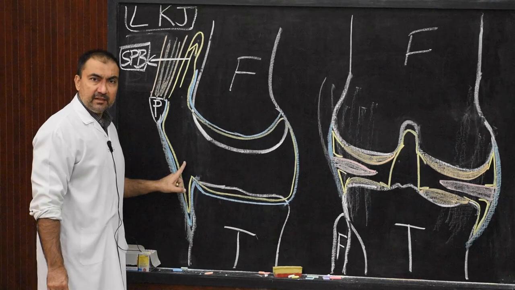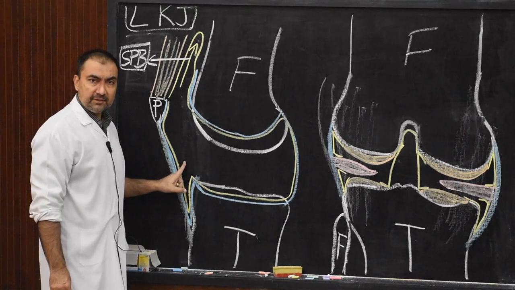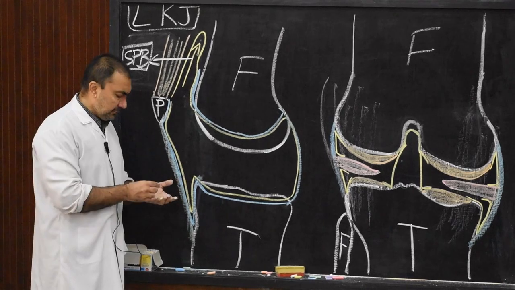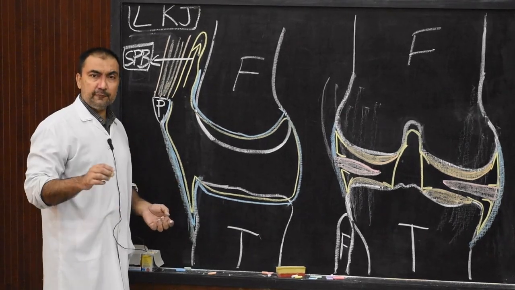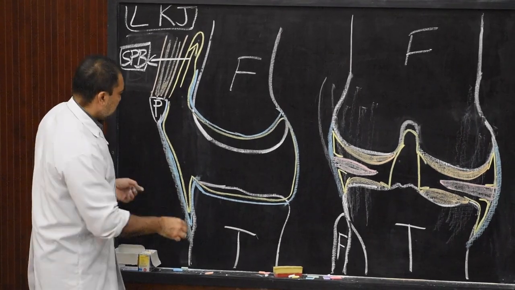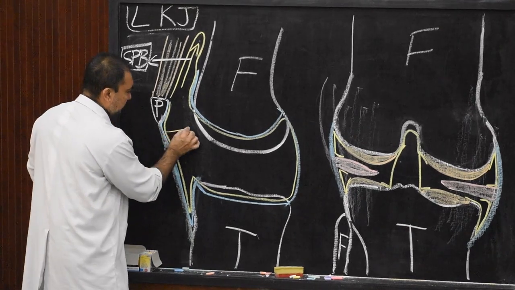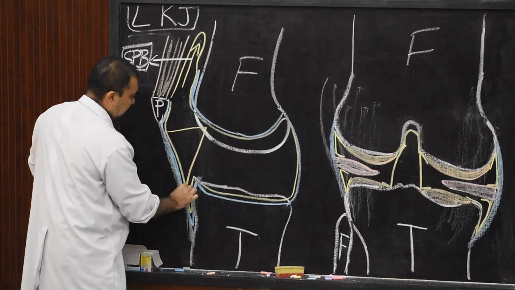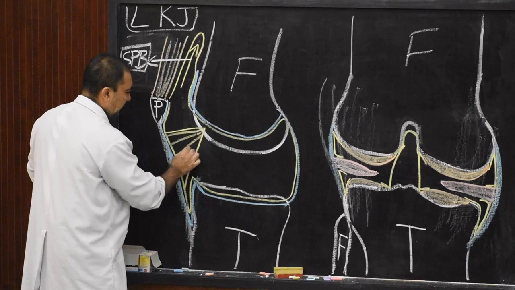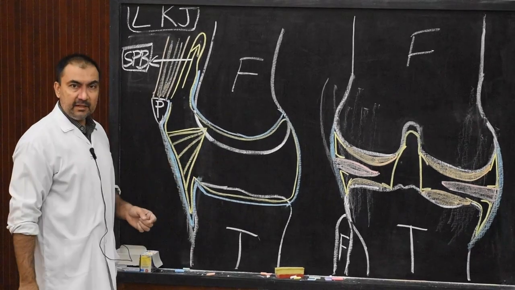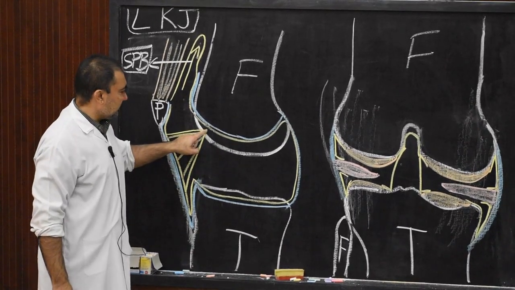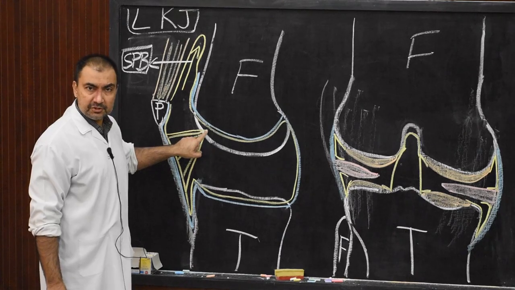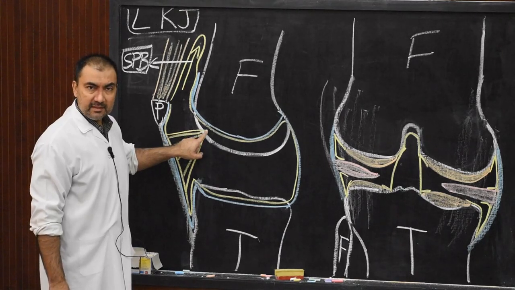Now, lower down, there will be another second projection of synovial membrane, and that will be also triangular. And that synovial projection is called infrapatellar fold. So this infrapatellar fold, you show it like this. This is the infrapatellar fold, in which the apex is attached to the intercondylar notch on the femur. It is attached to the lower margin of intercondylar notch of the femur.